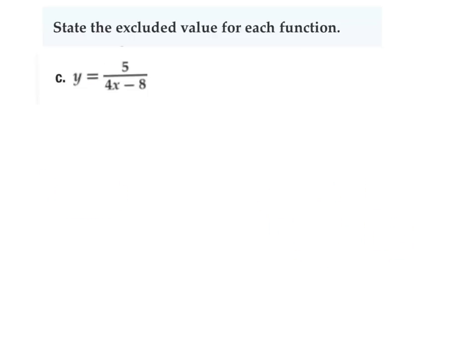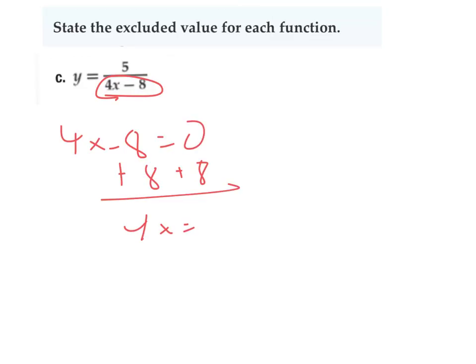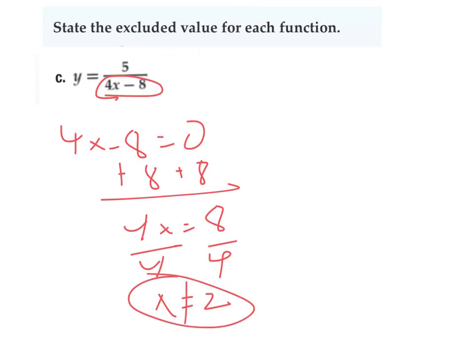When we're looking at a whole equation, I want to make 4x minus 8 equals 0 and solve. So I add 8 to both sides, and I get 8, and then I divide by 4, x equals 2. So if I put 2 in there, that makes this whole expression equal 0, so x cannot be 2. So the excluded value is x does not equal 2.